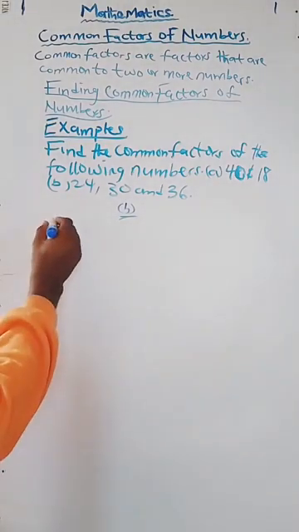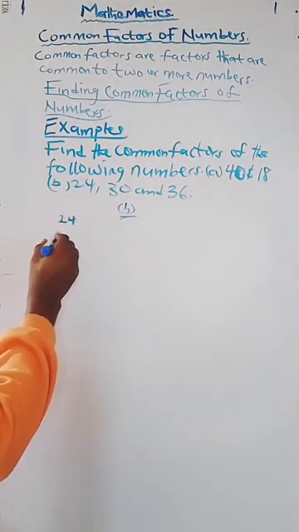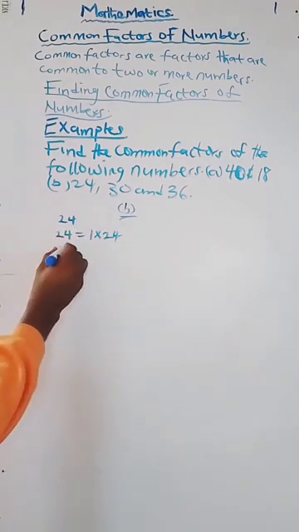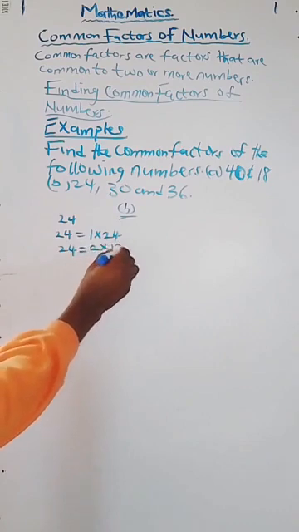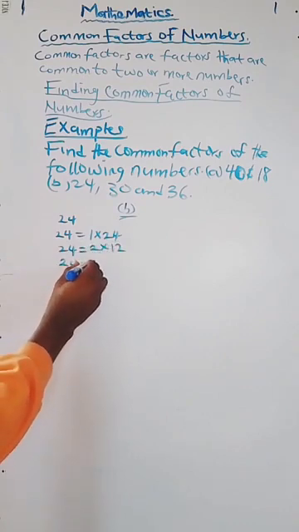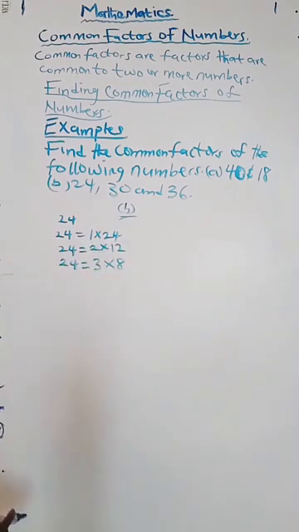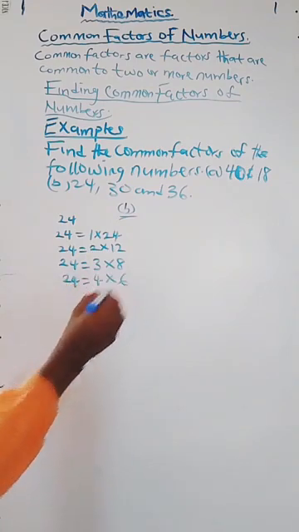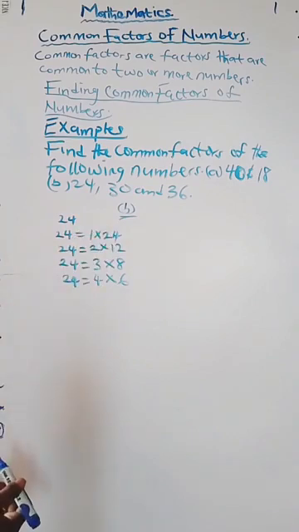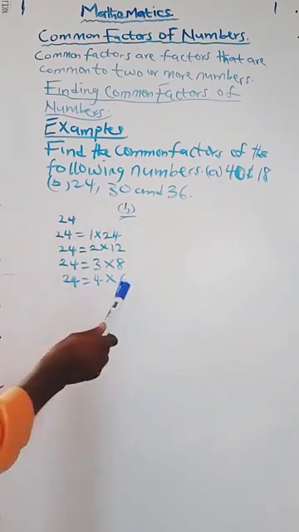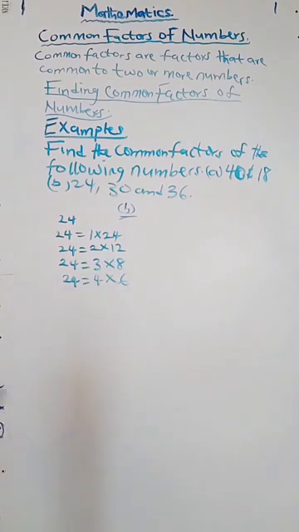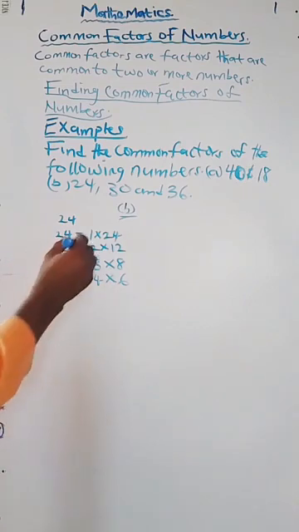Now let's look at 24. What are the factors of 24? 24 is 1 times 24. 24 is 2 times 12. 24 is 3 times 8. 24 is 4 times 6. 5 cannot divide 24. We skip it. 6 can divide it. We already have it. 7 cannot divide it. 8 can divide it. We already have it. 9 cannot divide it. 10 cannot divide it. So we write this out.